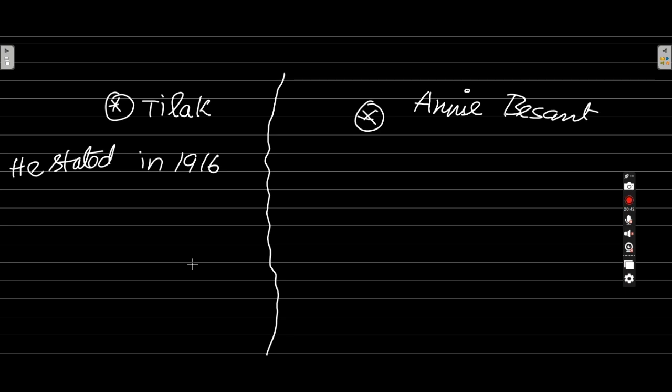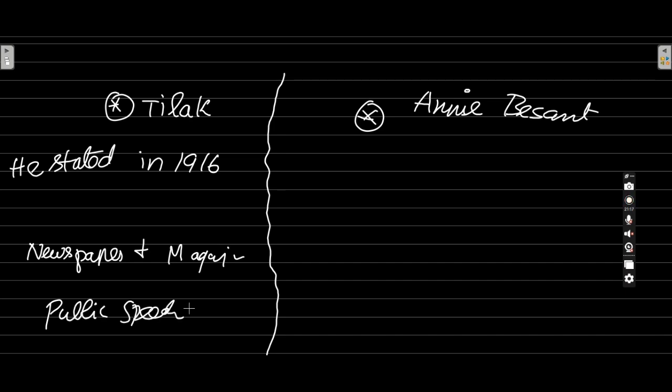So how he tried to portray or express the idea of self-rule or autonomy is through newspapers and magazines, public speeches. So these are the ways he brought awareness to people. This is the most important way that people were attracted to Tilak.